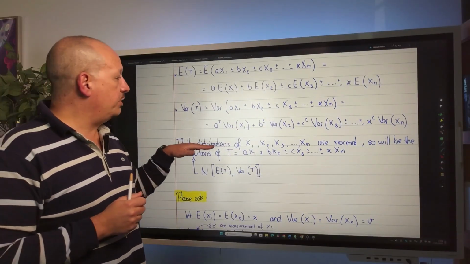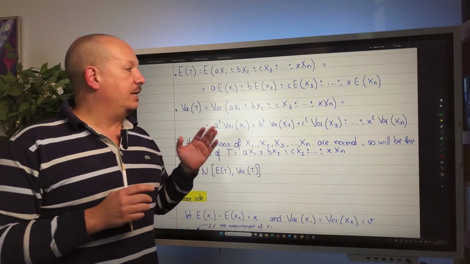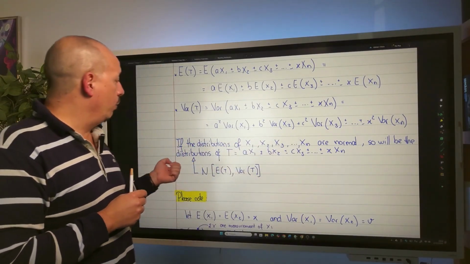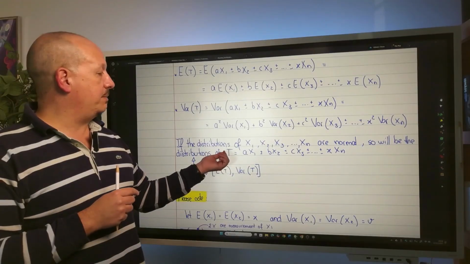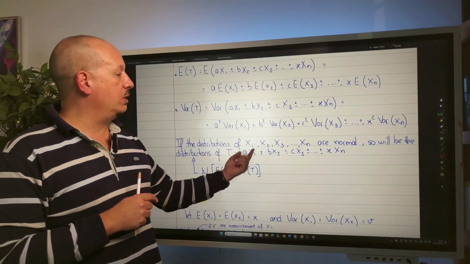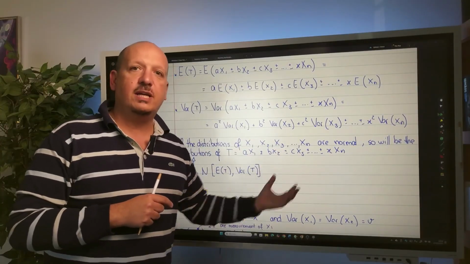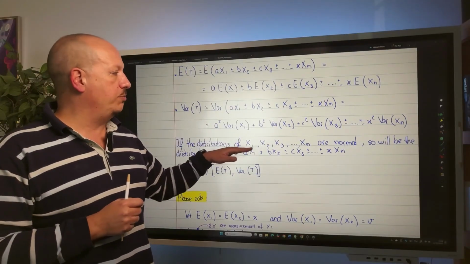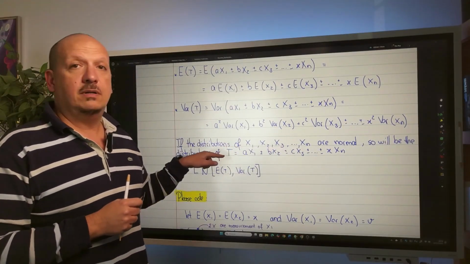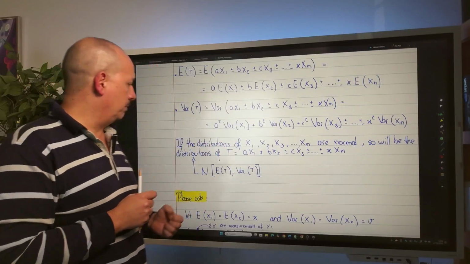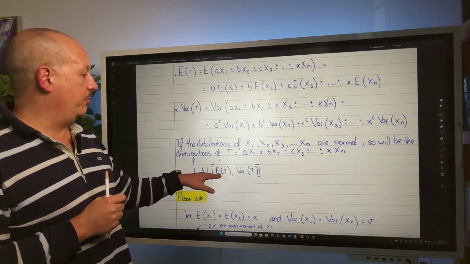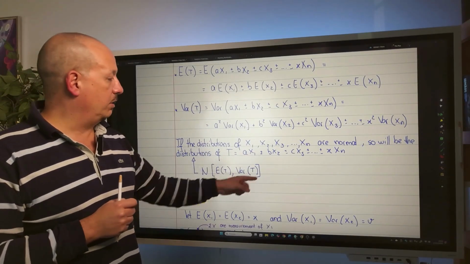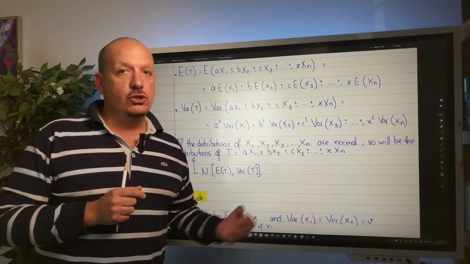More things. If the distribution of x1, x2, x3, etc. can be modeled as a normal distribution, so will the distribution of the sum T, in which T is given by ax1 plus or minus bx2 plus or minus cx3, etc. So if you can model this by a normal distribution, this sum can also be modeled by a normal distribution, and the parameters are going to be, obviously, the expectation of T and the variance of T. Once you get that, you have all the information required to calculate probabilities using the normal distribution.